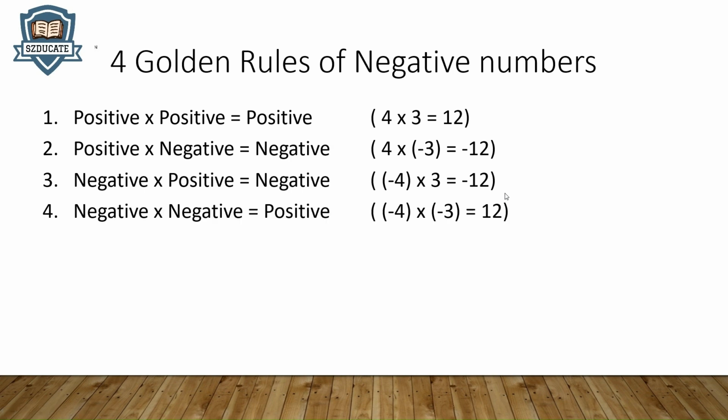Okay, last rule. Negative times negative will give you positive. So negative 4 is a negative number. Multiply with minus 3, which is a negative number. And you get a positive answer. So 4 times 3 we know is 12. And since our result is positive, we just don't put a negative sign, it's just 12.